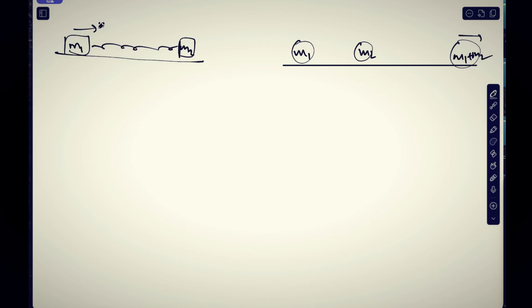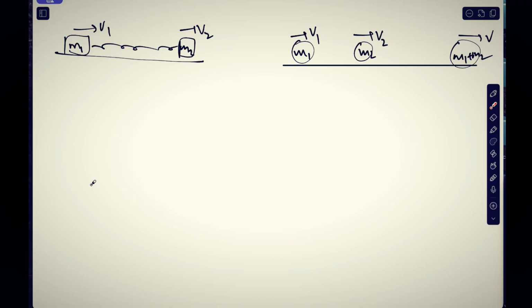If it is having some initial velocity, or any velocity at any time t, v1, v2, v. So when these two are given some velocity, generally they will be asking you the question: what is the maximum compression or maximum extension in this spring?